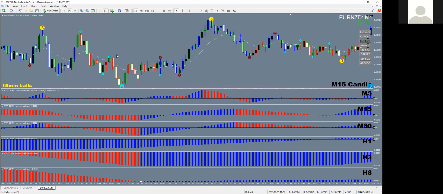Okay. So now you've got the 1 minute balls with a 15-minute direction. This is pure scalping now. The 15-minute six ball is telling you to go long, right?